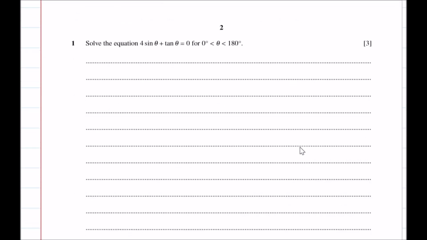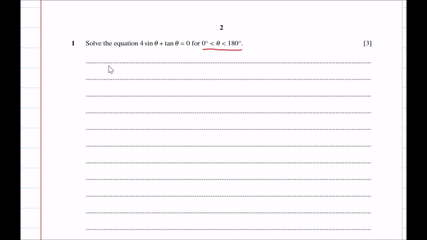Now we will go to question number 1. Solve the equation 4 sin theta plus tan theta equal to 0, where theta is greater than 0 and less than 180. So theta greater than 0 and less than 180 is very important to note down here. This is the first question, which is taken from trigonometry. So we have to solve this trigonometric equation.